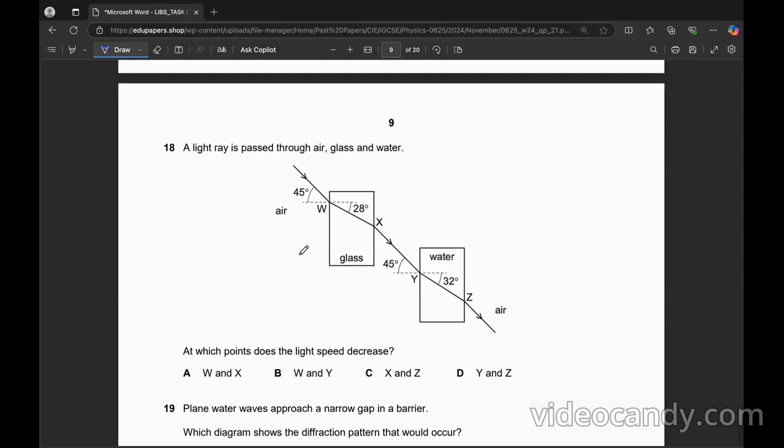And 18. A light ray is passed through the air, glass, and water. At which point does the light speed decrease? The speed of light decreases when the ray gets closer to the normal. So you see that at W and Y, they get closer to the normal. So that would be W and Y, and that would be B.